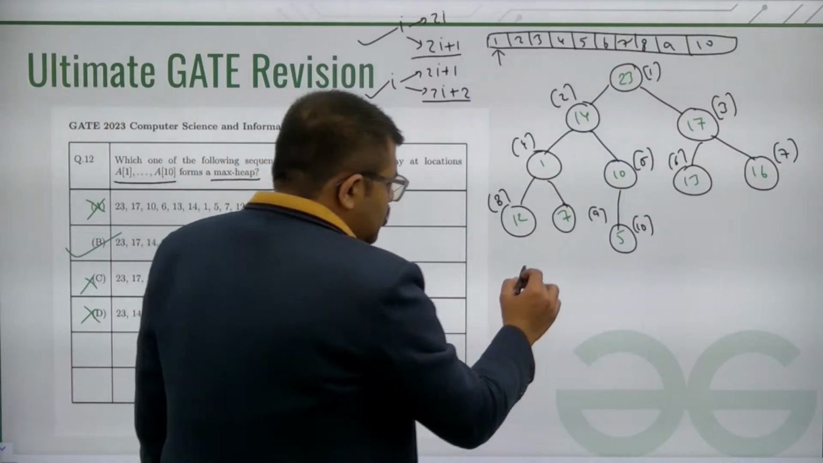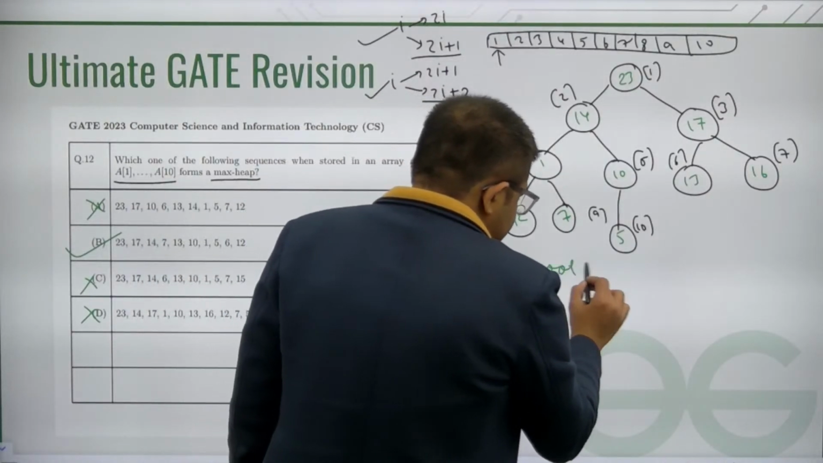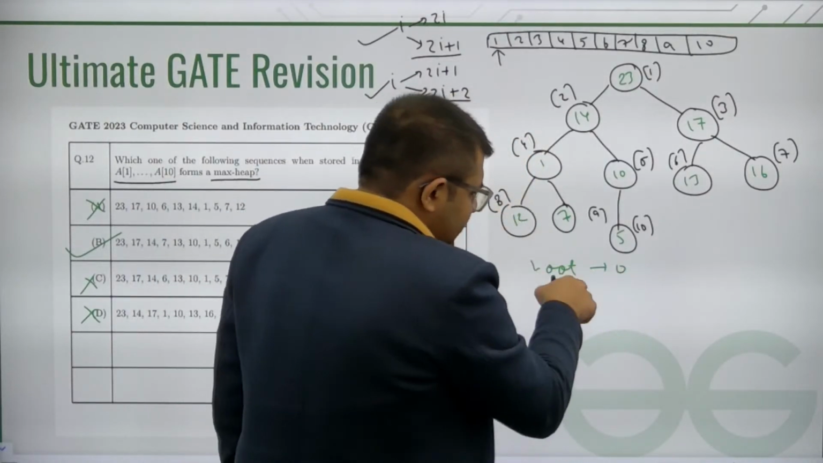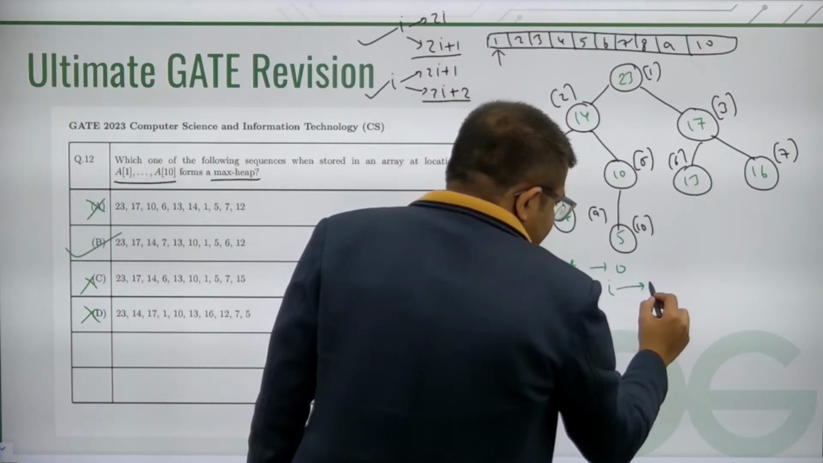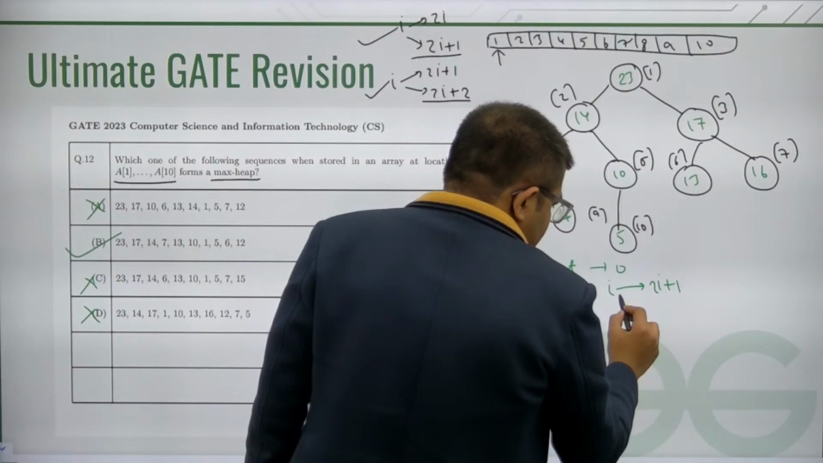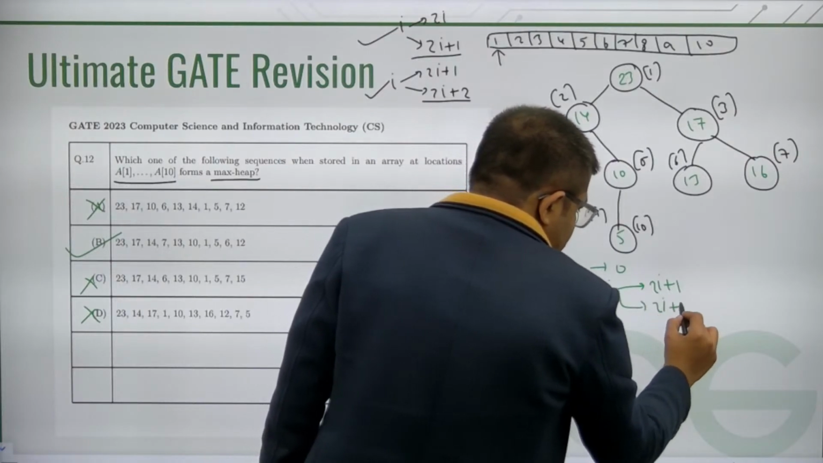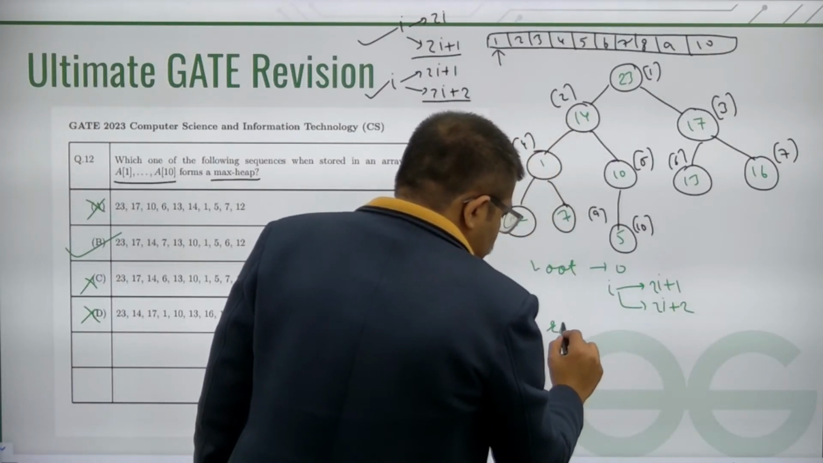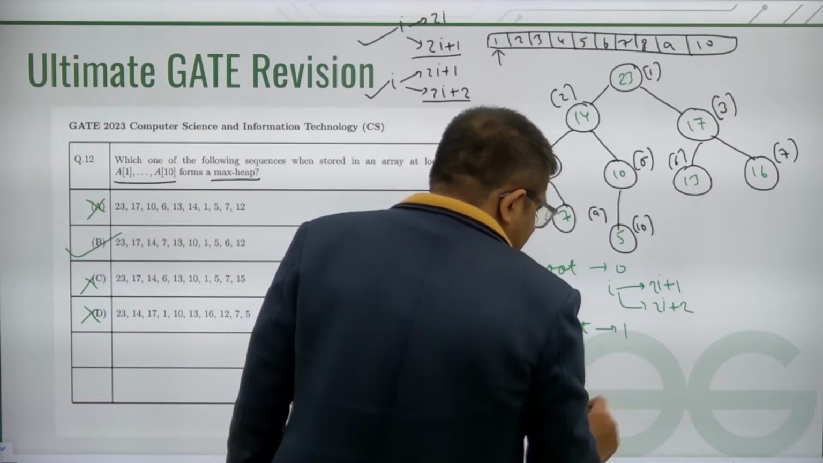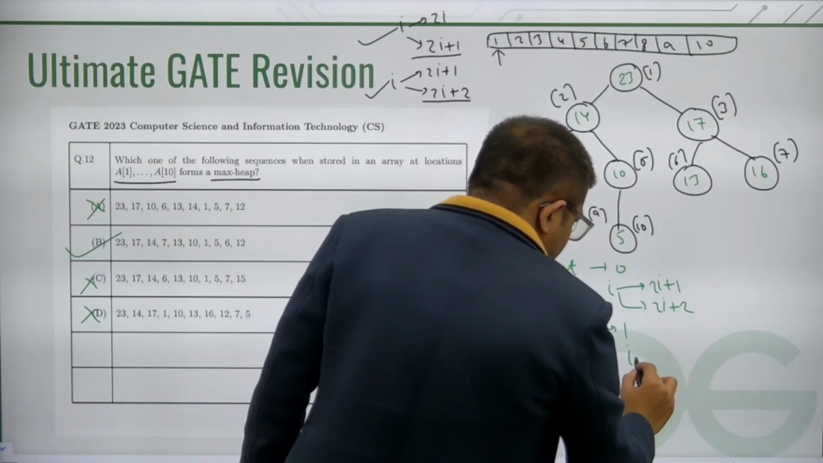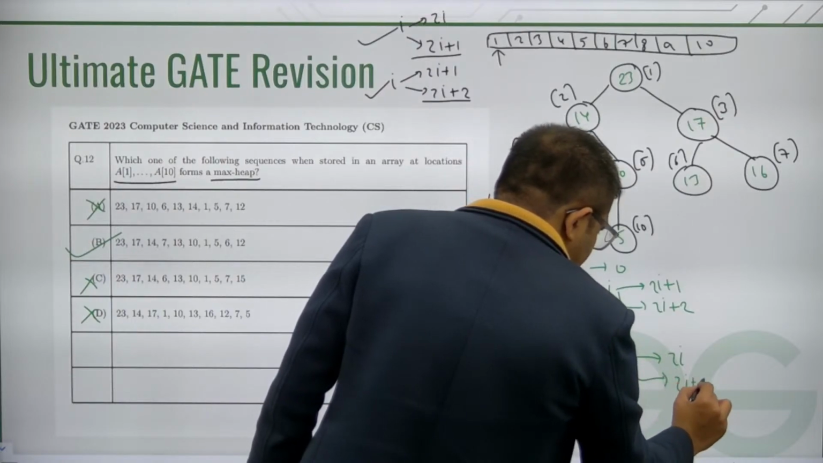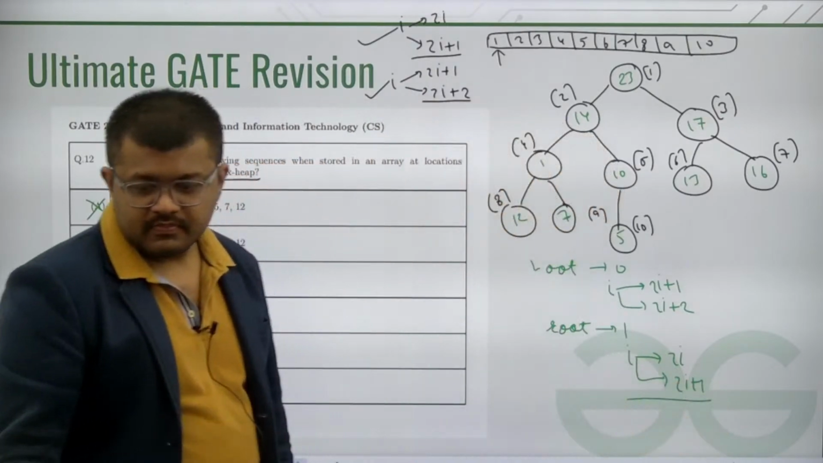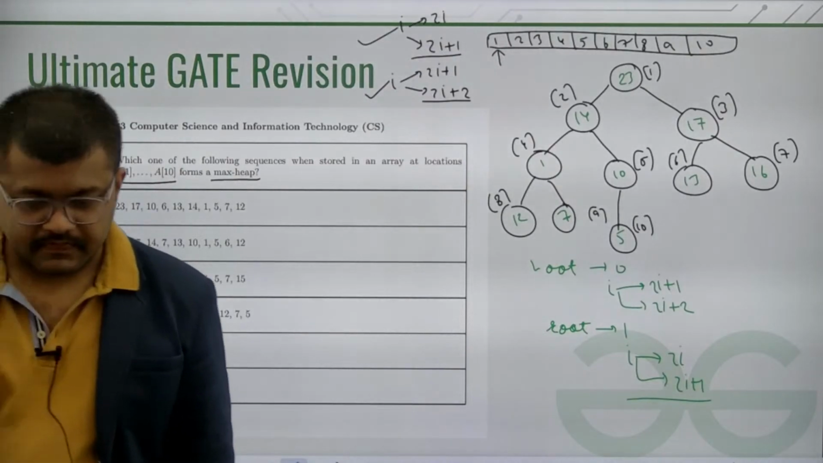If the root node is at 0 index, then for a particular node at index I, the left child will be at 2i plus 1 and the right child will be at 2i plus 2. But if the root node is at index 1, then for a particular node I, the left child will be at 2i index and the right child will be at 2i plus 1 index. Okay.